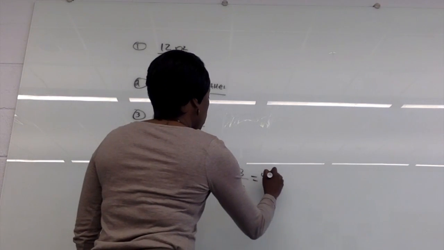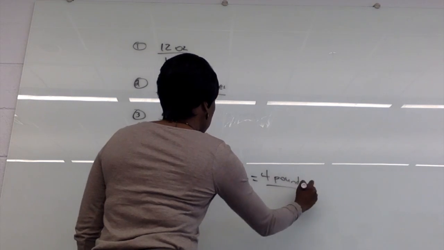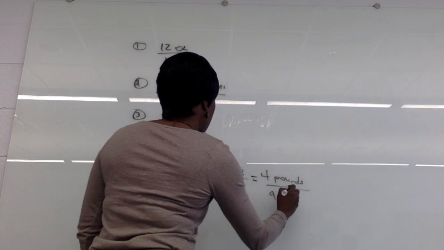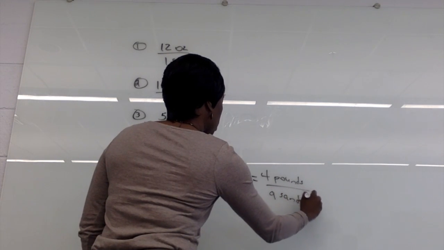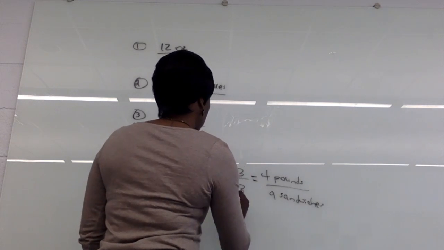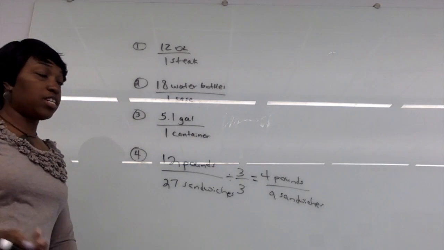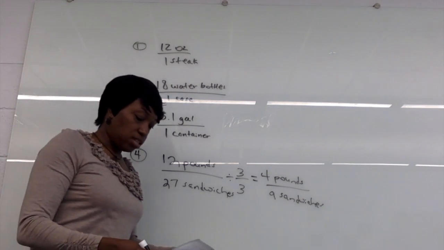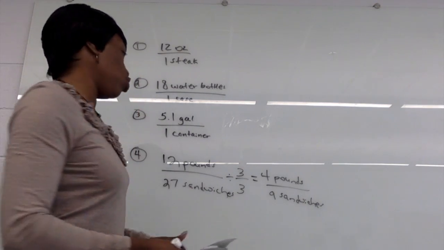12 divided by 3 is 4. So I have 4 pounds. 27 divided by 3 is 9. And I have 9 sandwiches. Okay? So, 4 pounds of turkey to 9 sandwiches. But we got to remember what the question asks. It asks us how much turkey for 1 sandwich.